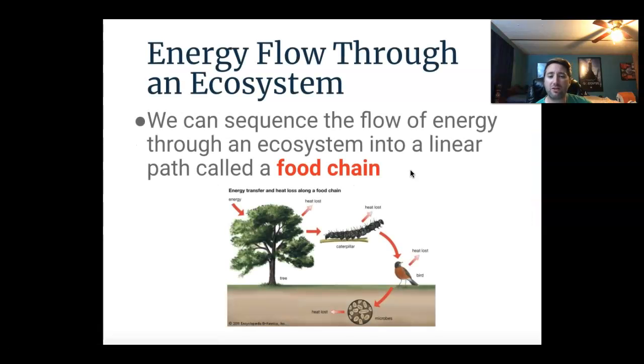Alright, so let's talk about a food chain. If you want to track the sequence or the flow of energy through a linear path, that's going to be called a food chain. And they love to ask questions about these on the AP exam.